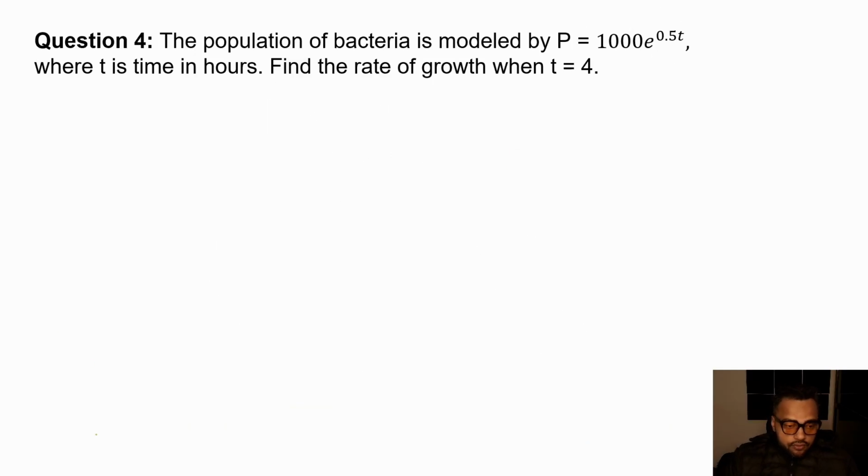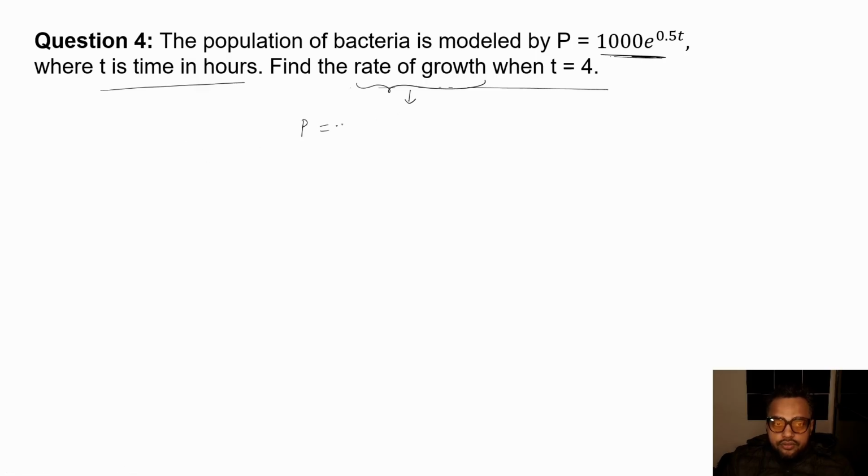Now, next question for you I have taken: the population of bacteria is modeled by p equals 1000 e raised to the power 0.5t, where t is time in hours. Find the rate of growth when t equals 4. Whenever we get this expression, rate of growth, it means we are talking about the differentiation part.